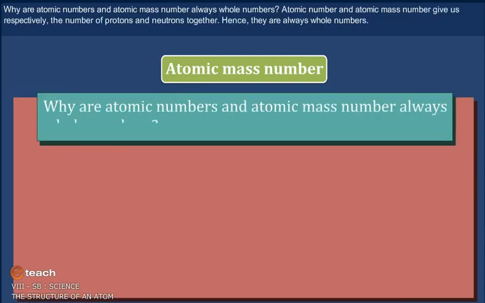Tell me, why are atomic number and atomic mass number always whole numbers? Atomic number and atomic mass number give us respectively the number of protons and the number of protons and neutrons together. Hence, they are always whole numbers.